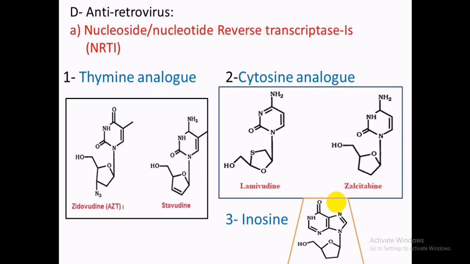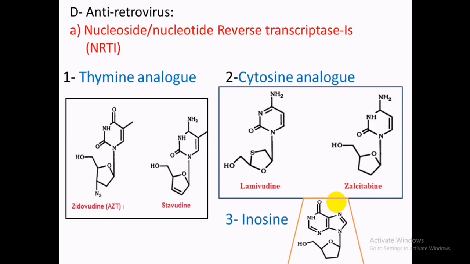We have a nucleoside or nucleotide, which after activation to triphosphate is a reverse transcriptase inhibitor, and the other class, non-nucleoside reverse transcriptase inhibitors. NRTIs have 3 types or classes: thymine analog, cytosine analog, and inosine.